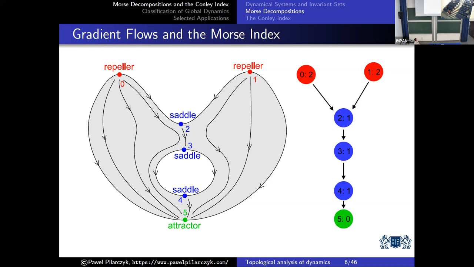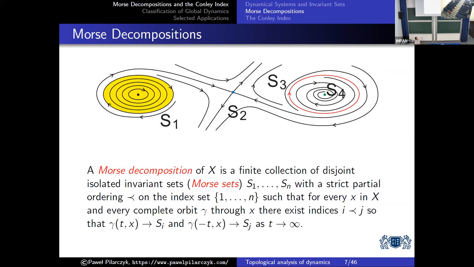We would like to get the same kind of description of a general dynamical system, not necessarily a gradient dynamical system. But here the problem is that we might have more sophisticated invariant sets, not just fixed points, but also periodic orbits or some invariant disks, or even some more complicated invariant sets like topological horseshoes and things like that.